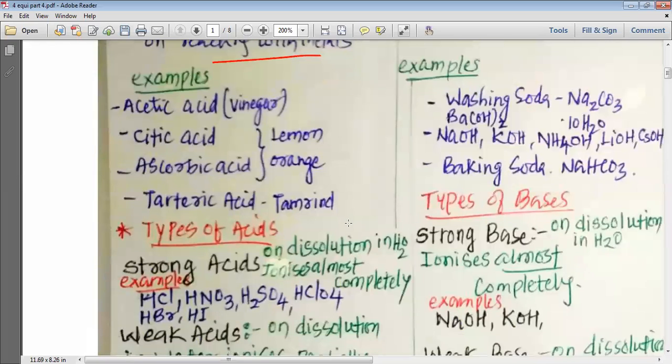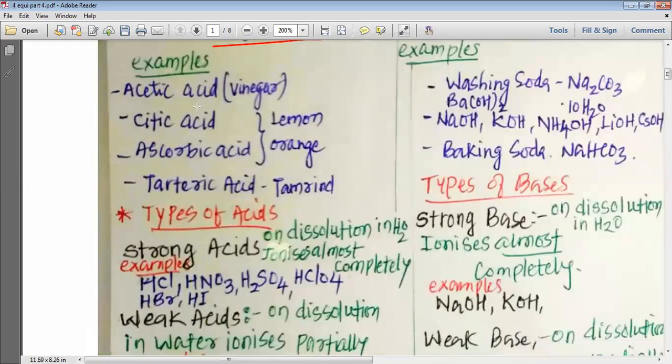Let us look into the examples of acids, like acetic acid, which is found in vinegar, citric acid, which is found in lemon, ascorbic acid, which is also found in lemon and is also known as vitamin C, and tartaric acid, which is found in tamarinds.